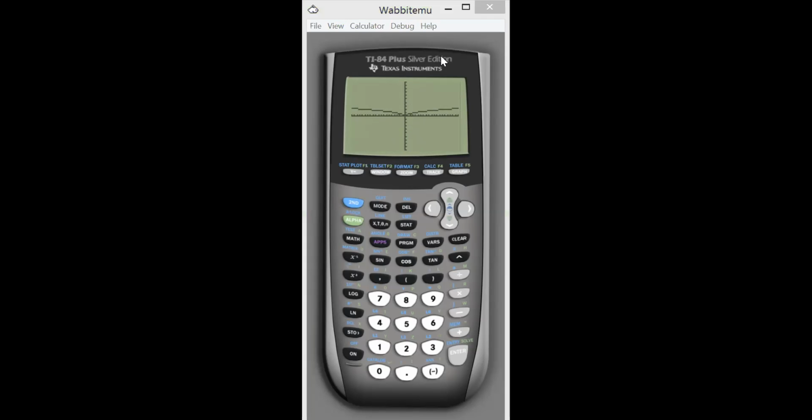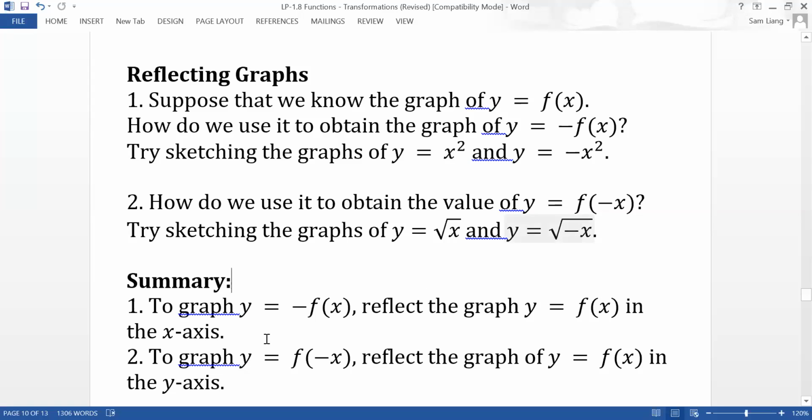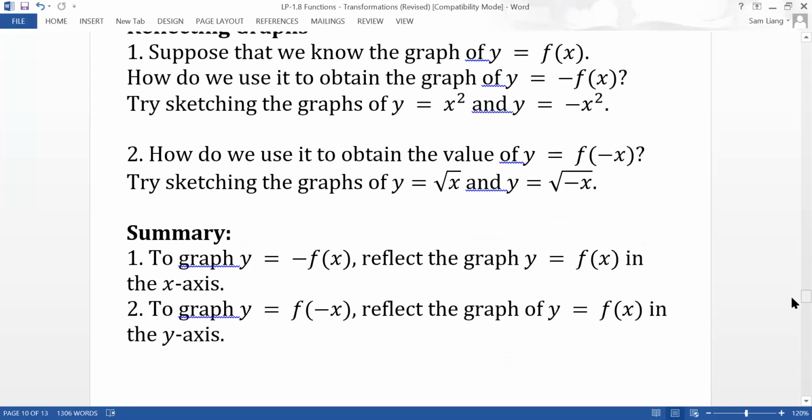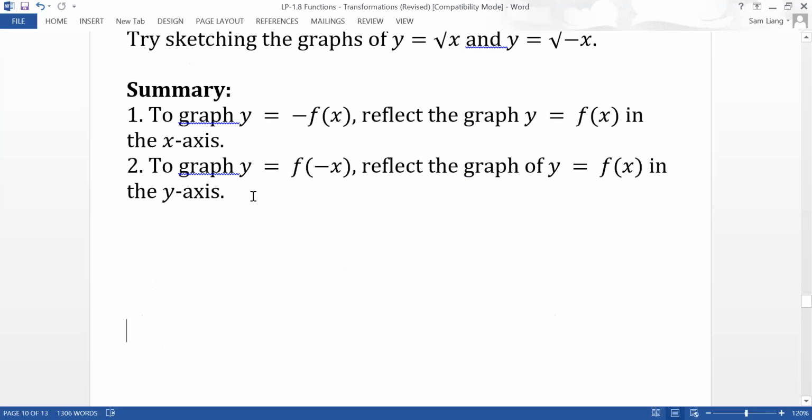To summarize that, to graph y equals negative f of x, reflect the graph y equals f of x in the x-axis. So reflect that over the x-axis. And to graph y equals f of negative x, reflect the graph in the y-axis. You can say in or over. But actually, I would just imagine these graphs. In case you forget, just try graphing them. If you graph x squared and negative x squared, you'll see that it reflects over the x-axis. And for the other one, it's square root of x and square root of negative x. You'll see that it reflects over the y-axis. But if you need to copy this, please pause the video here. Otherwise, I'll keep moving.